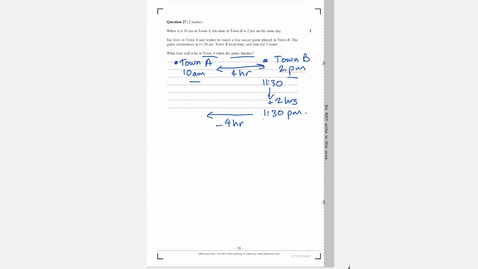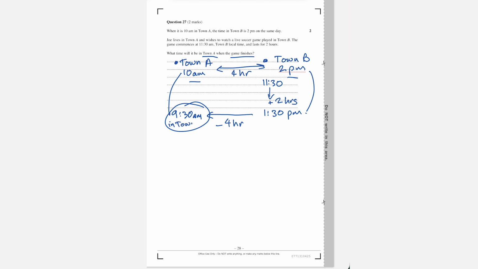And when we minus 4 hours from 1:30, so minus 1 hour gets us to 12:30, minus 2 hours gets us to 11:30, 10:30 is 3 hours, and then 9:30 is 4 hours. 9:30 a.m. is 4 hours. And also, if you look at these two times that they've given us, there's only a half-hour difference between these two. So we can just sense check that we've given the right answer. So our right answer is it will be 9:30 a.m. in town A.